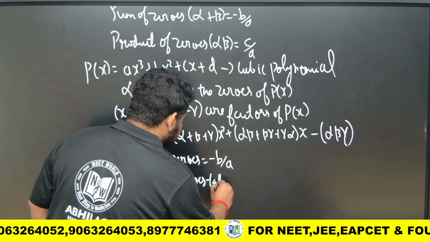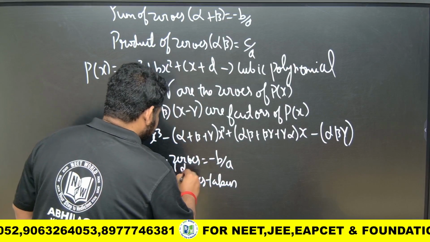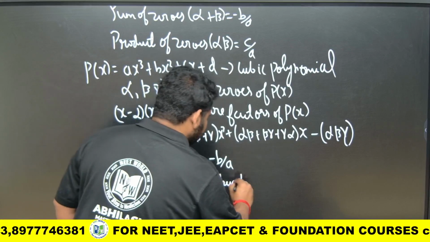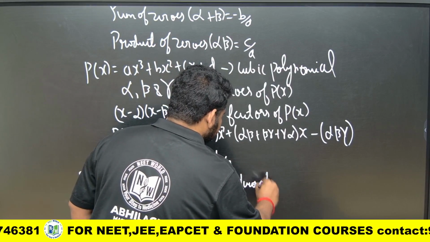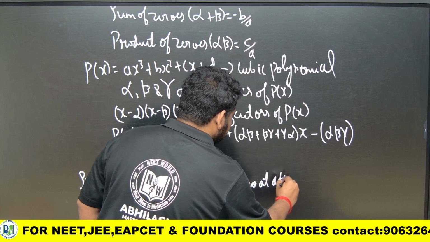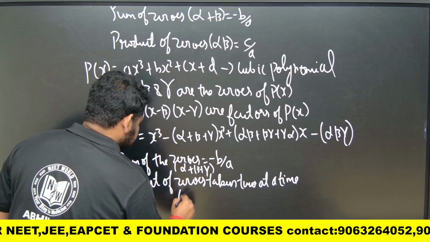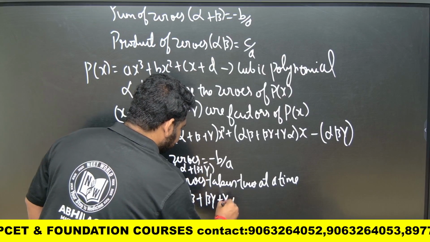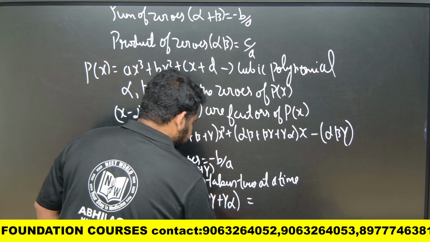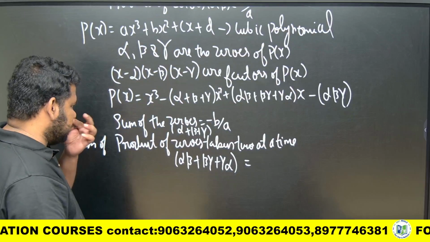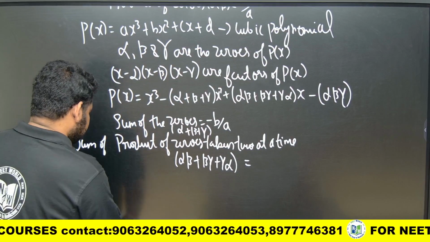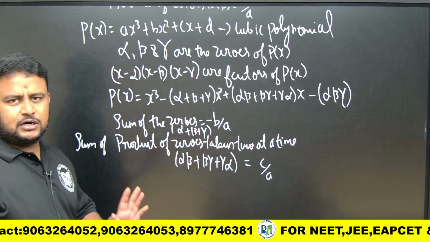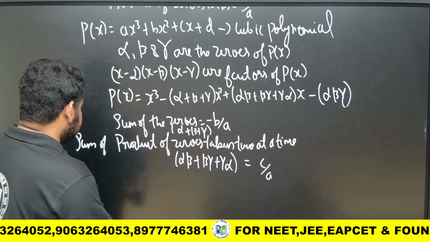Sum of the zeros is alpha plus beta plus gamma. Sum of product of zeros taken 2 at a time, that is alpha beta plus beta gamma plus gamma alpha, is equal to what? Here we got minus b by a. This will be equal to c by a. Now just take product of the zeros, that is alpha beta gamma.